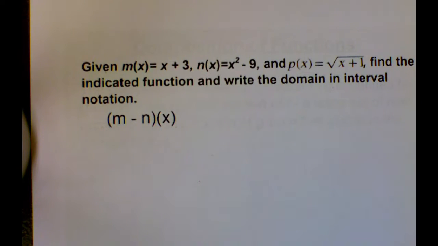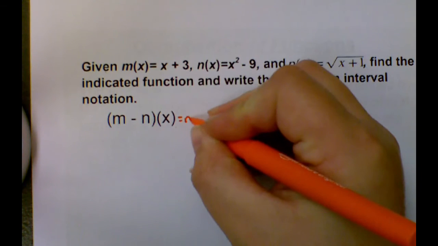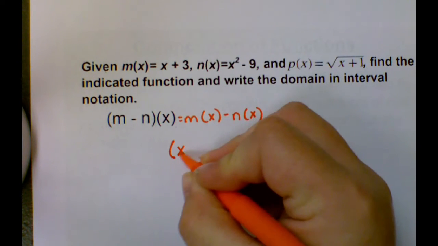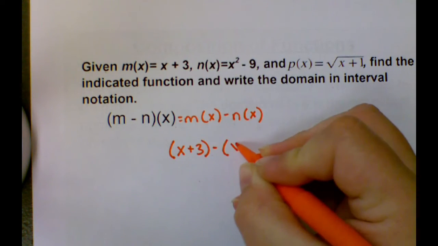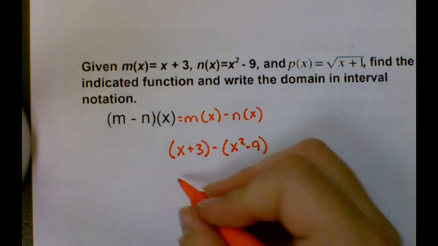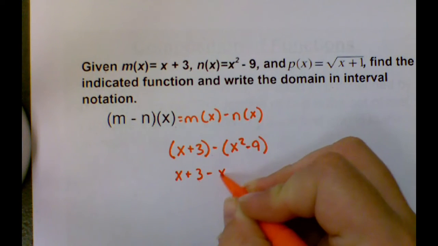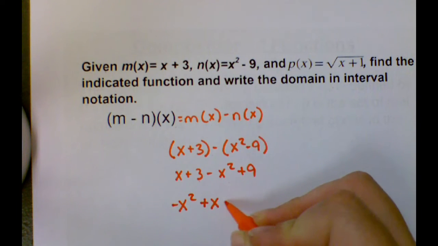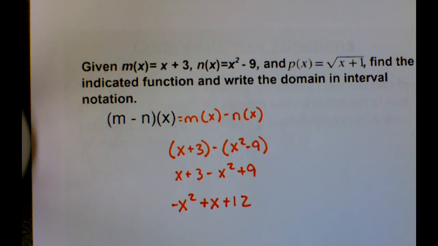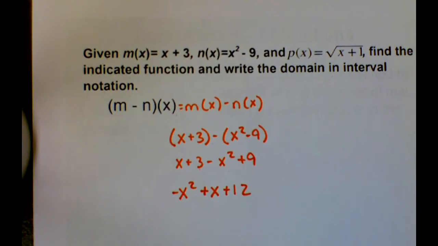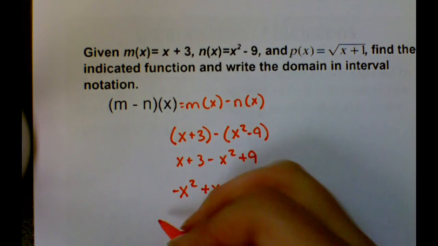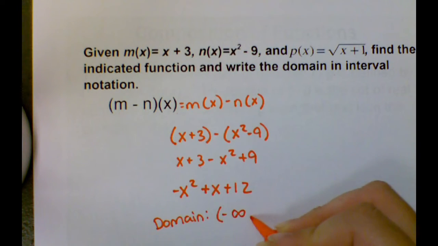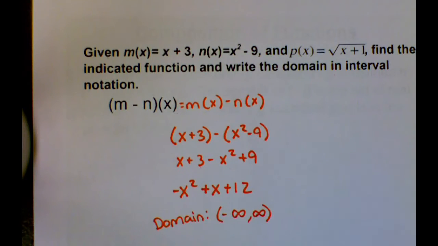And for m minus n of x, I'm going to take m of x minus n of x. M of x is x plus 3. N of x is x squared minus 9. I'm going to distribute that minus 9. So I'll get negative x squared plus x plus 12. This is very similar to the first one, except you'll notice that all the signs are changed to n minus m of x. And our domain here, just like the very first one we did in this problem, is negative infinity to positive infinity.